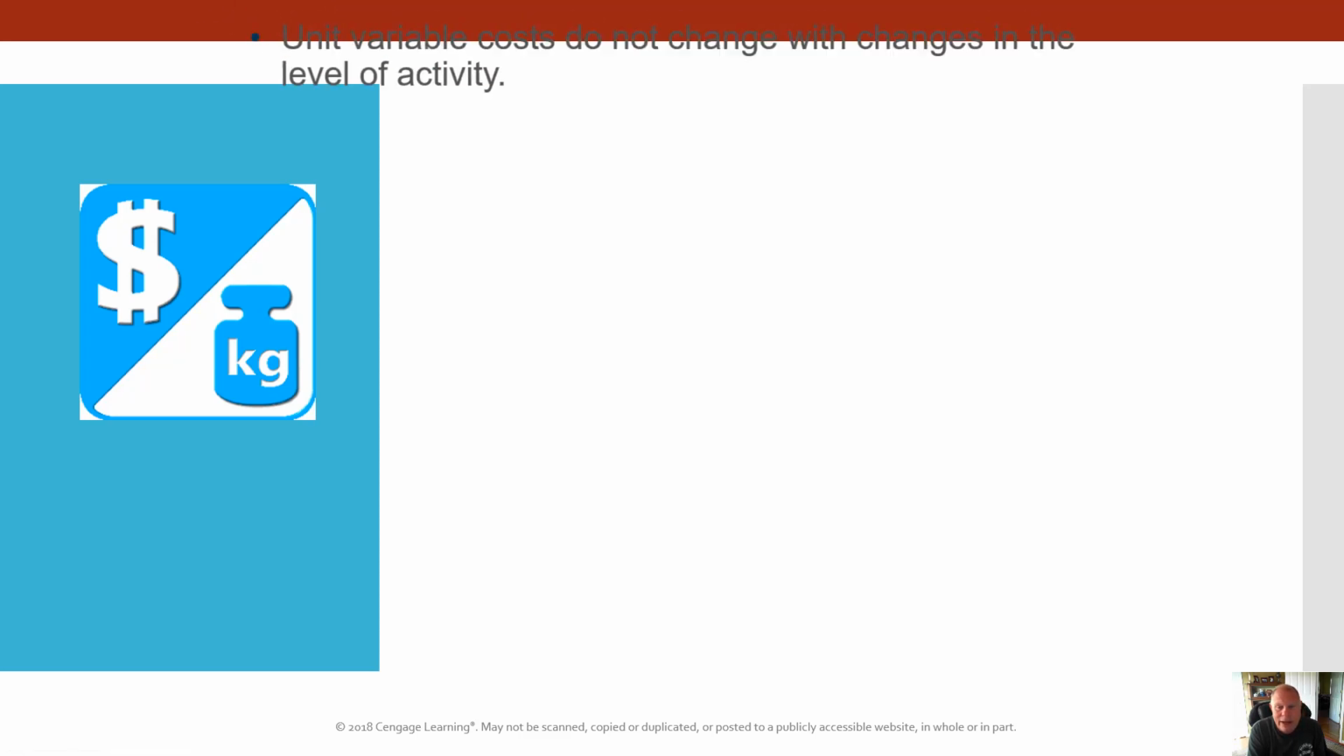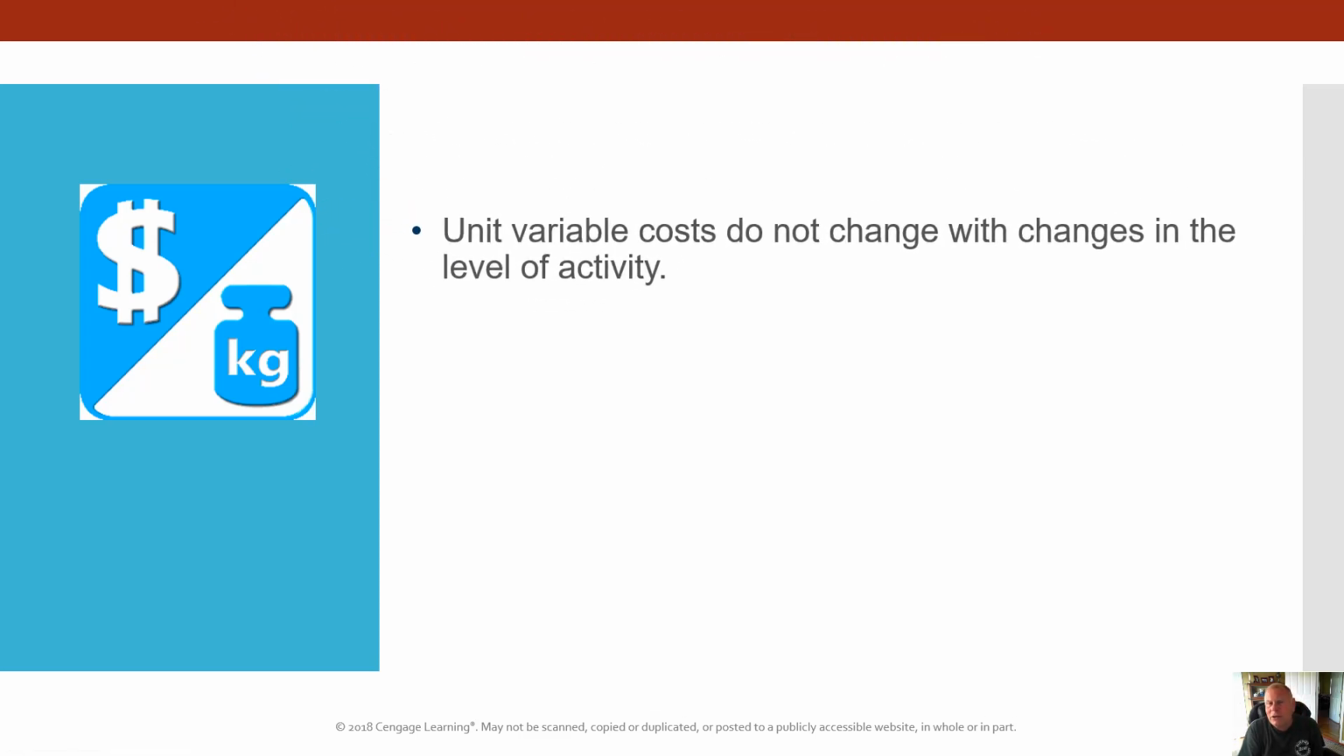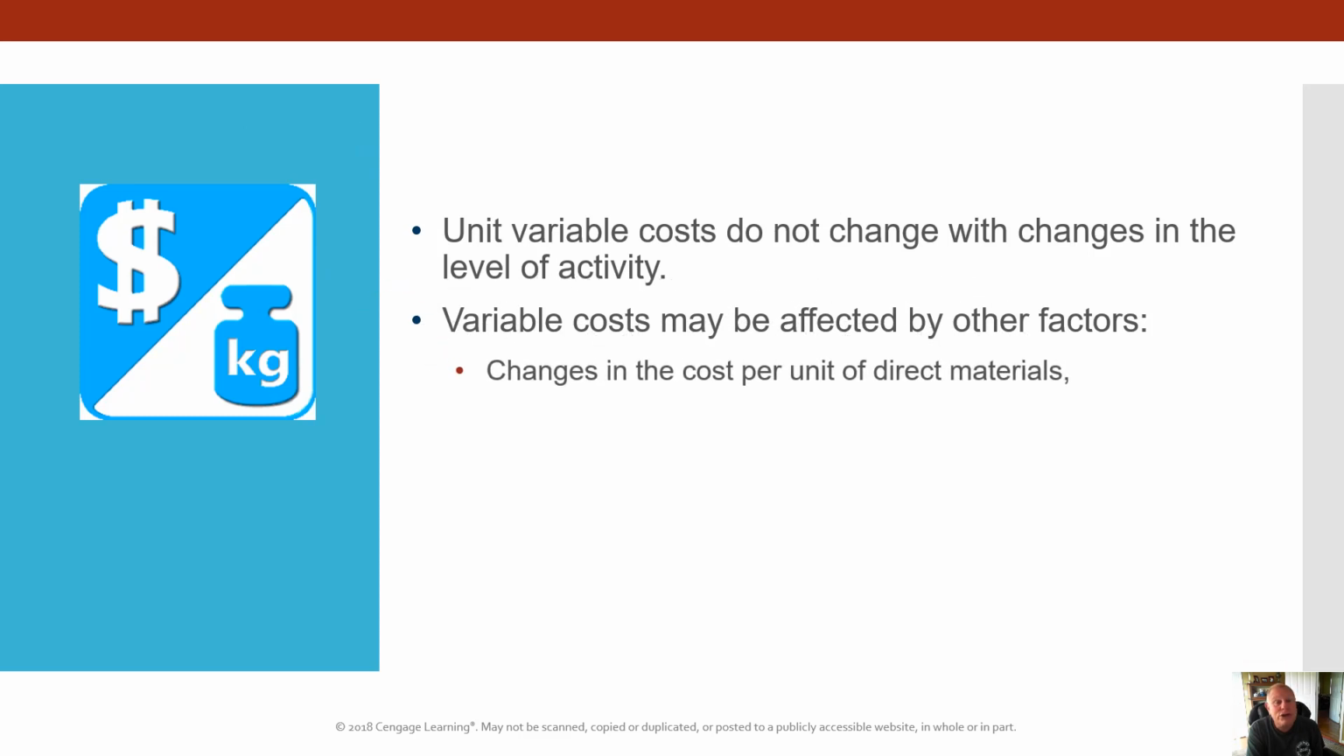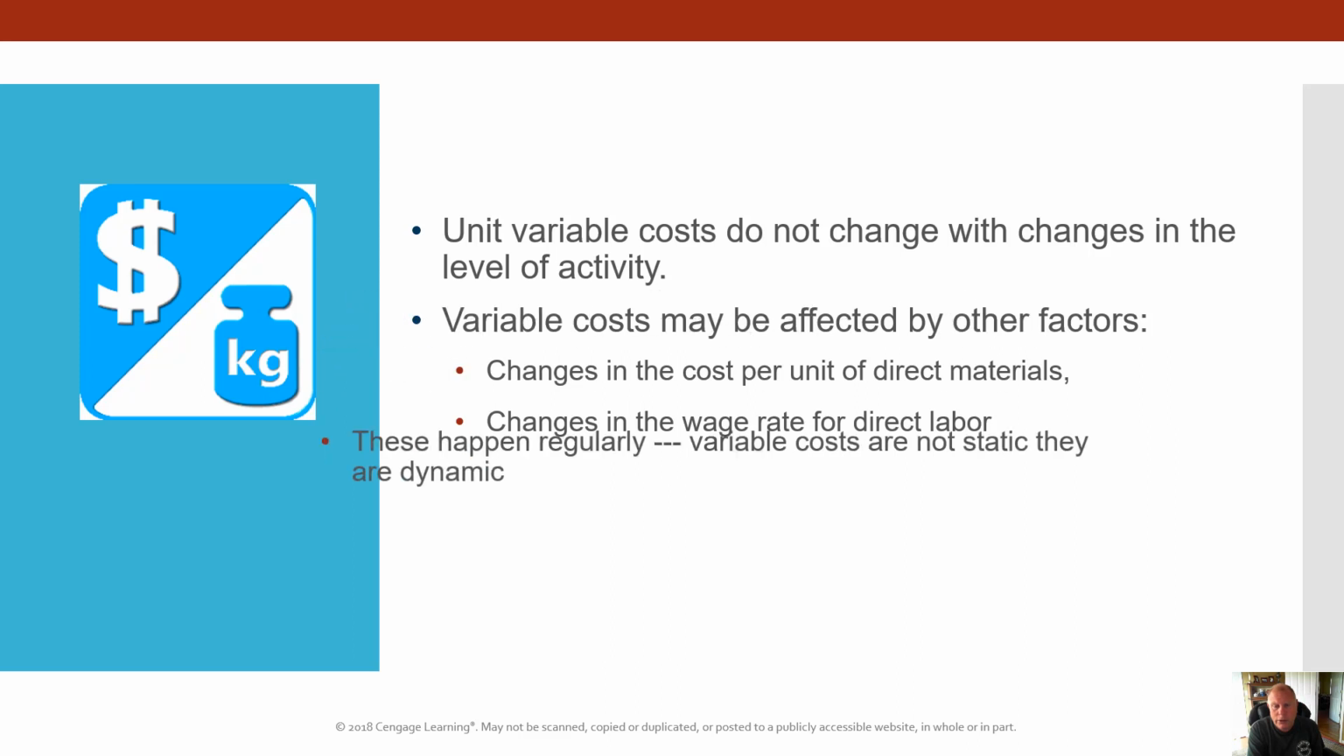And when you think about it, unit variable costs generally do not change with changes in the level of activity. Okay, because they're variable and they're based on the actual level of activity. But they can be impacted by other factors. Change in the cost per unit of direct materials, that'll change. Changes in the wage rate for direct labor. So there are changes that will happen, and when we do modeling, we build those assumptions into our models. But these are the foundations that we're doing now. We'll move forward from there.